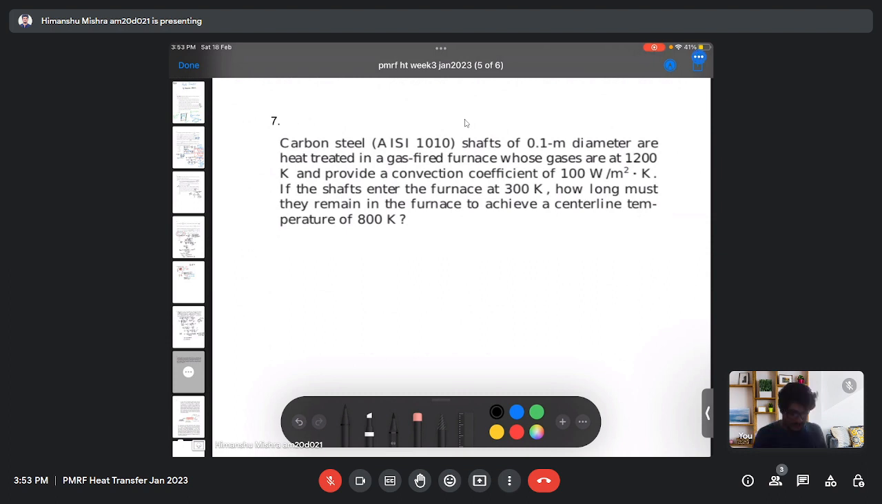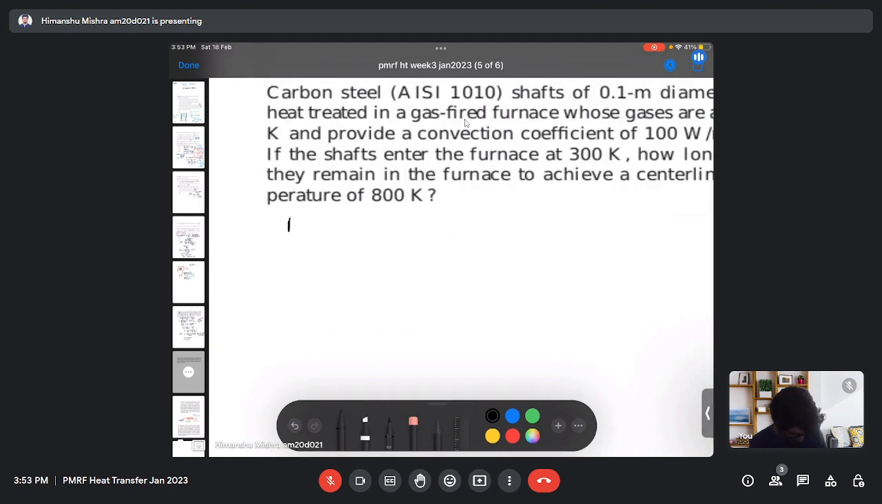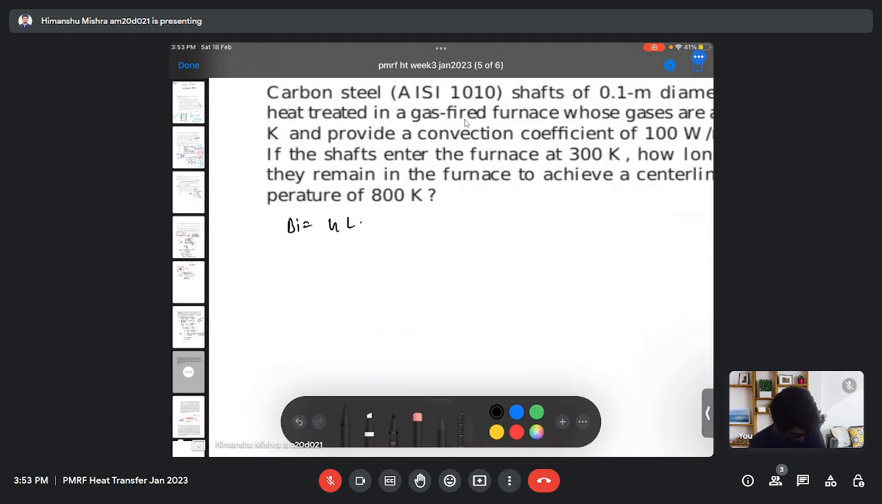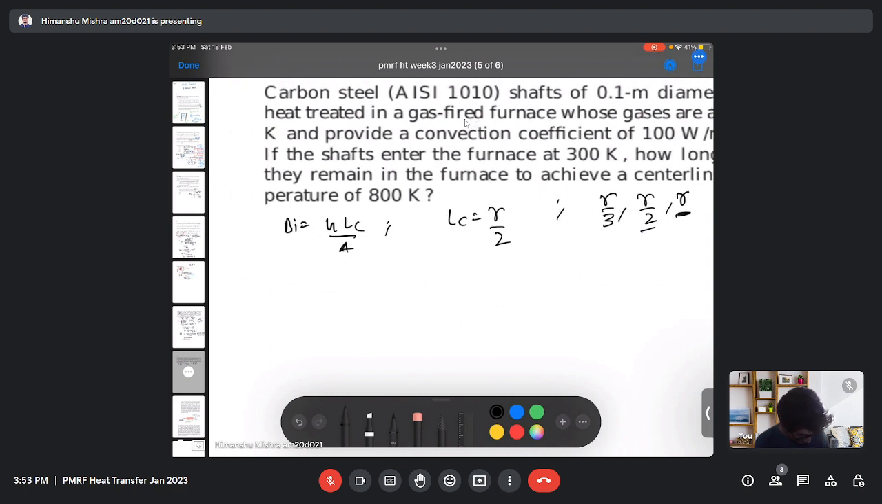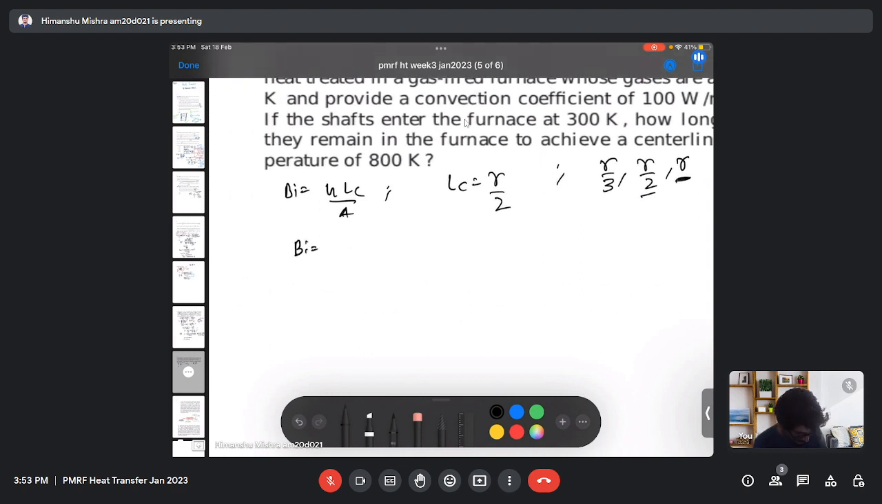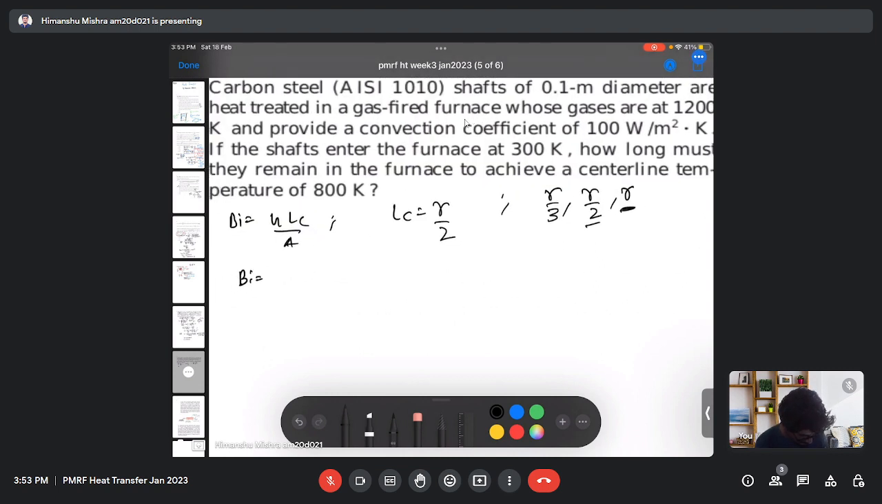So again, we need to check the Biot number here. For the cylindrical case, we can use the characteristic length as r by 2. For the spherical case, it will be r by 3. For the cylindrical case, it will be r by 2. And for the rectangular geometry, it will be just the width of the geometry there. So our Biot number will be 100.